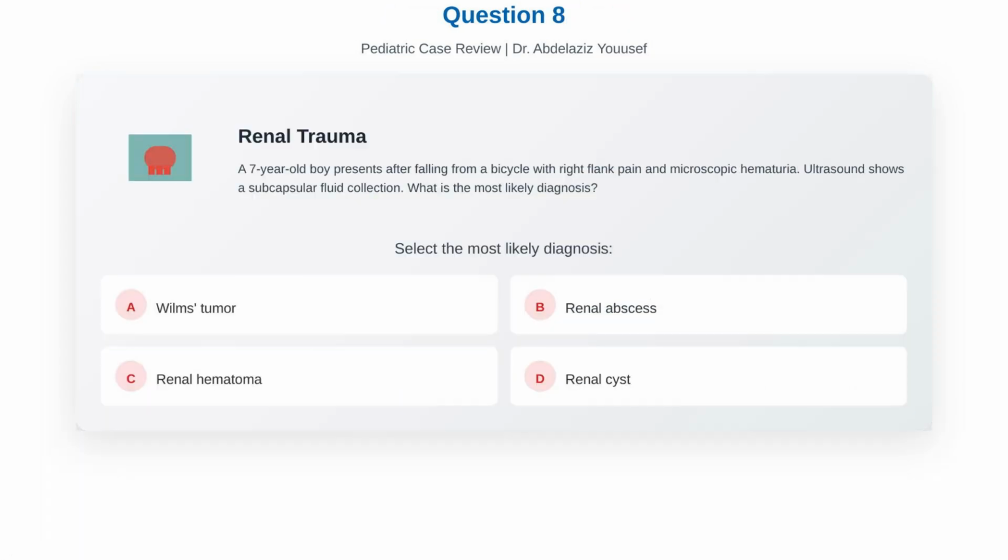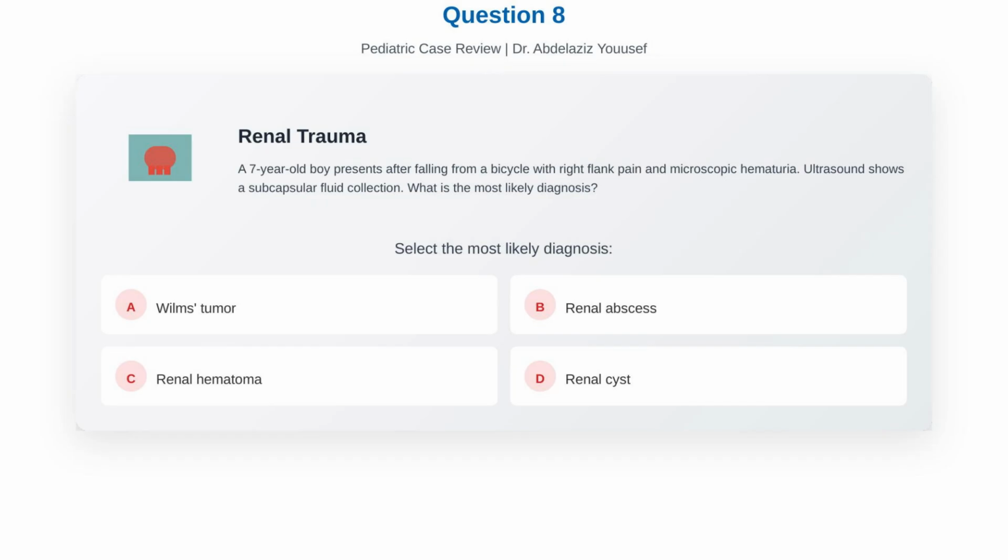A 7-year-old boy presents after falling from a bicycle with right flank pain and microscopic hematuria. Ultrasound shows a subcapsular fluid collection. What is the most likely diagnosis? Option A, Wilms tumor. Option B, renal abscess. Option C, renal hematoma. Option D, renal cyst. Consider the mechanism of injury, fall from bicycle, the presenting symptoms, flank pain, microscopic hematuria, and the ultrasound findings, subcapsular fluid collection. The acute nature of presentation following trauma is a key factor in determining the diagnosis.